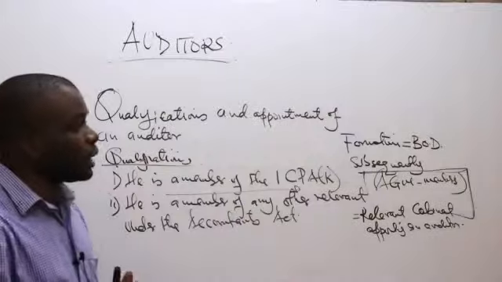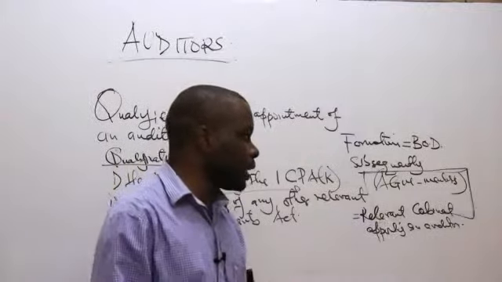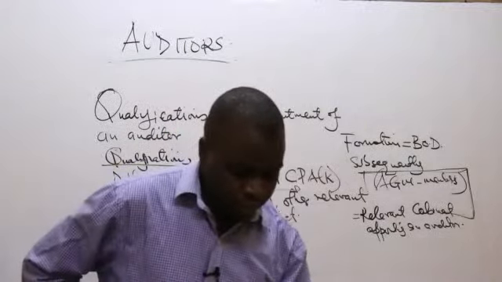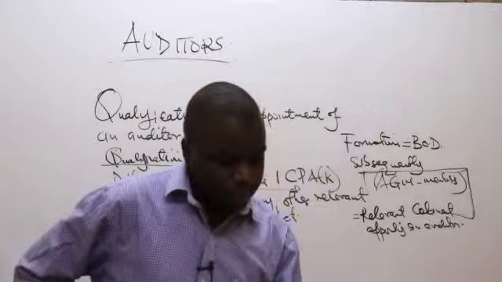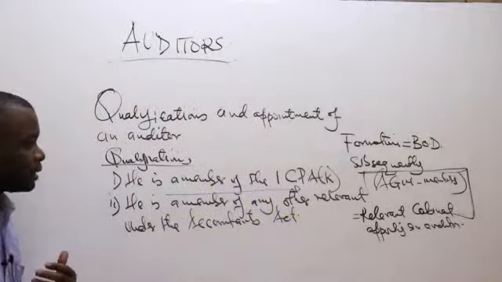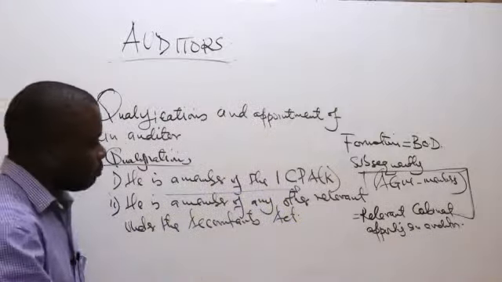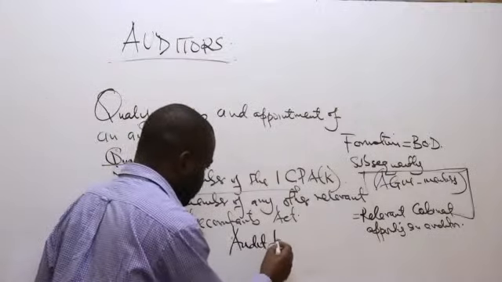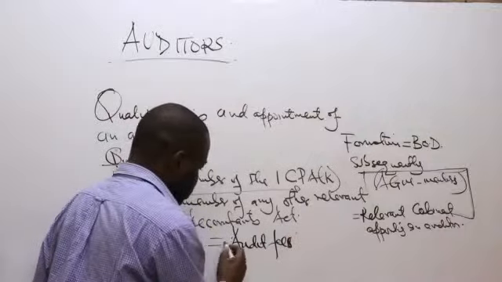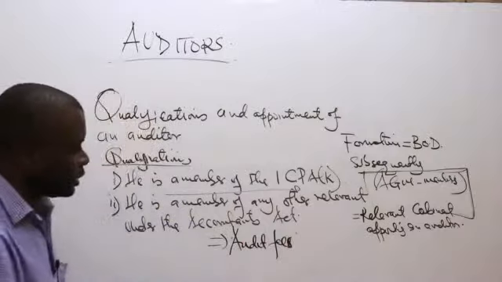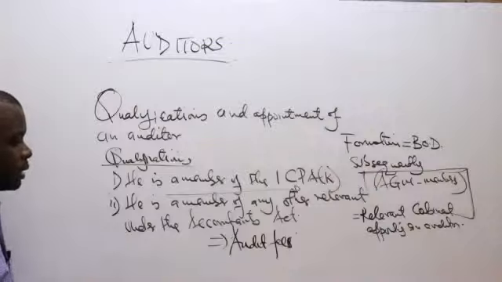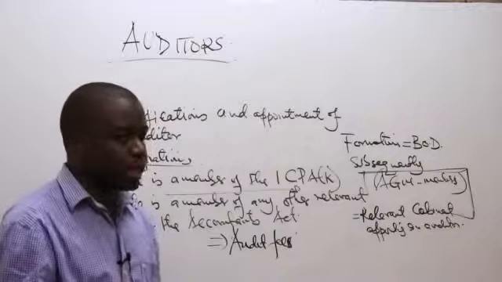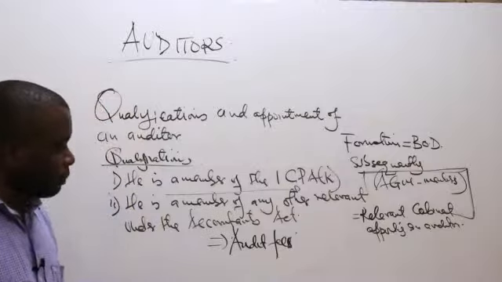So this remuneration could come in different forms. They could decide to pay him like a salary, or to pay him a certain amount. For example, they could pay what is known as audit fees. It could also come in terms of reimbursement of expenses incurred by the auditor while carrying out the audit work. So they could reimburse him certain expenses.